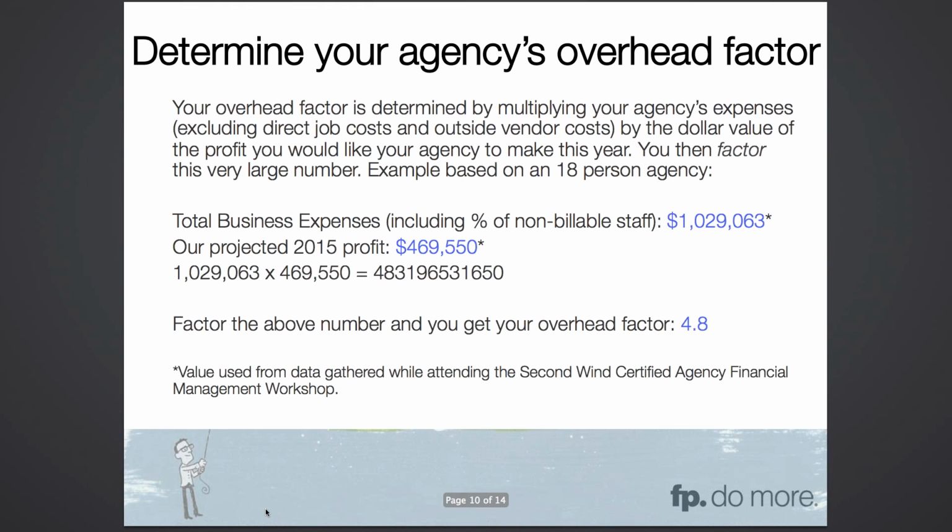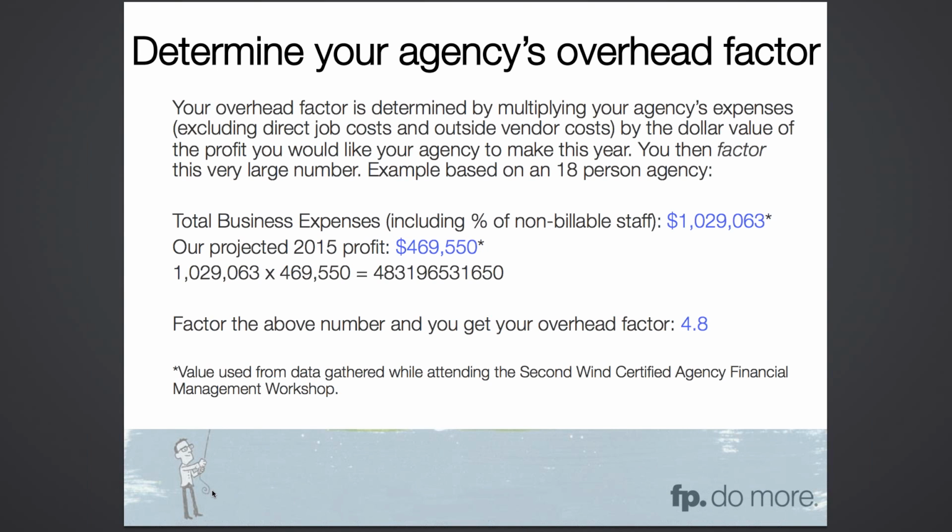Let's jump into the next slide, and I'll talk about how you can determine your agency's overhead factor. So your agency's overhead factor is determined by multiplying your agency's expenses. Now, this does not include any kind of direct job costs or outside vendor costs, by the value of the profit you'd like your agency to make this year. You then factor this very large number.